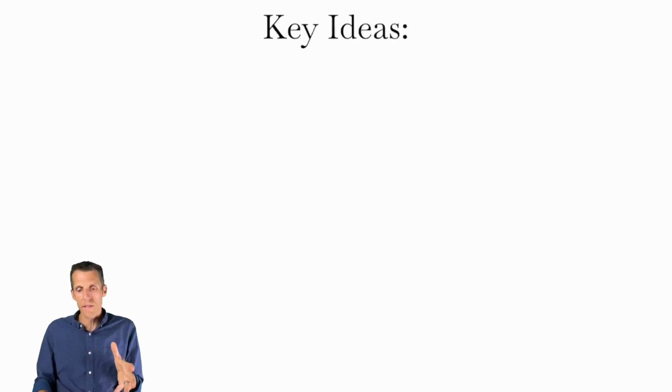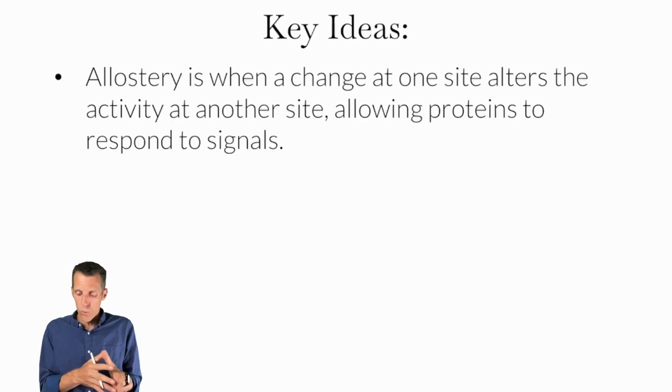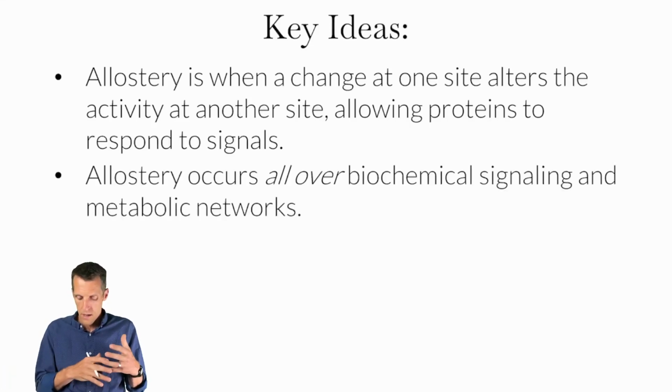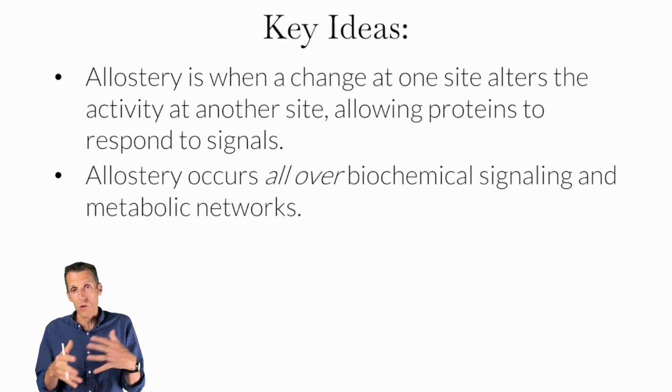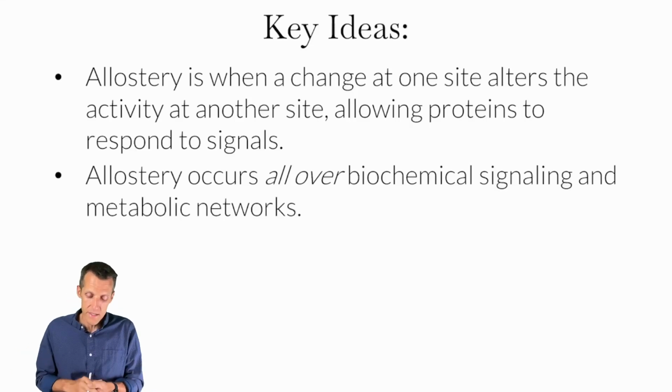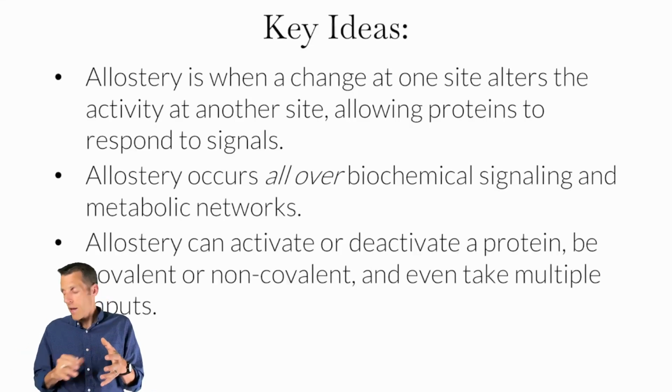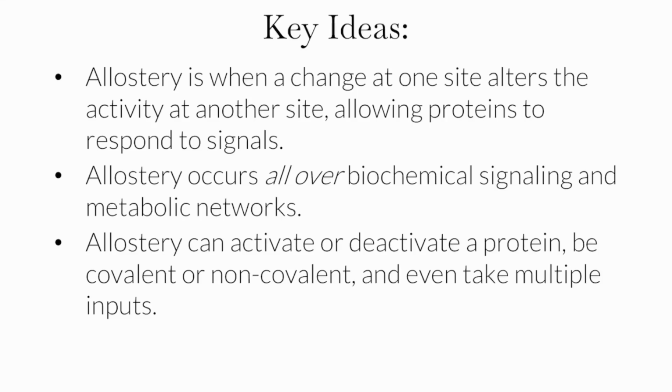Okay, so what should we take away from this? First, allostery is when the change at one site alters the activity at another, and this allows proteins to, say, respond to signals. Allostery happens all over. I chose this set of examples just somewhat randomly. I could have chosen a whole bunch of these because these occur all over the place. And allostery has a variety of different possible things it can do. It can activate, it can deactivate, it can be a covalent bond, say like a phosphorylation. It can be non-covalent binding, and allostery can even take multiple inputs to give rise to specific outputs.